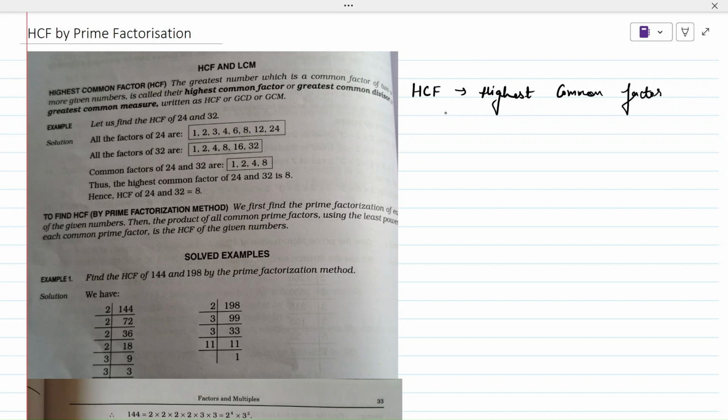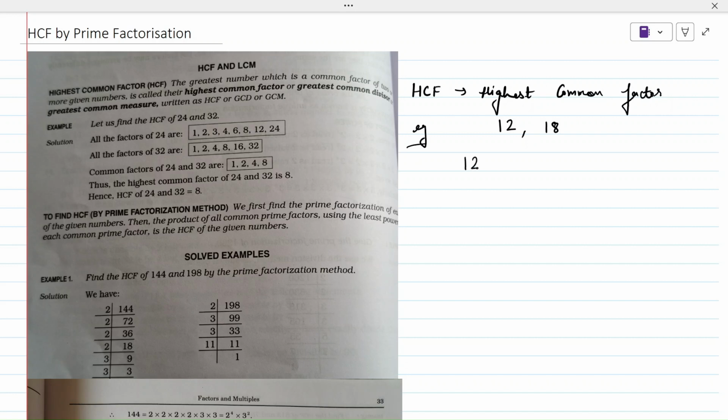So I'm taking one example. Here I am taking the example of, let's say this is 24 and 32. Let's take another example. I am taking 12 and I'm taking 18 here. Okay, so what we have to do here is we have to find their HCF.